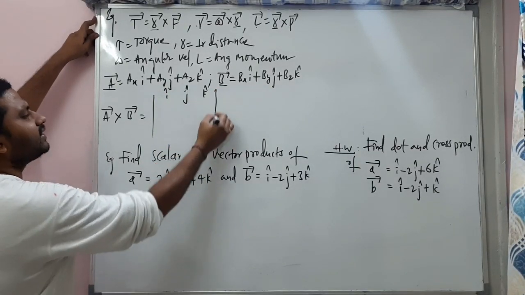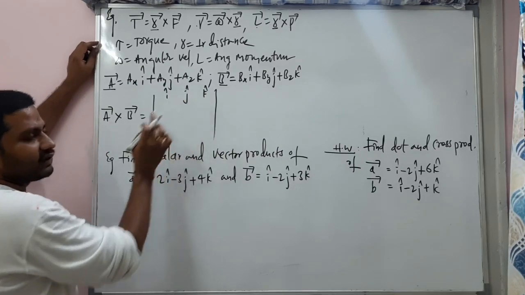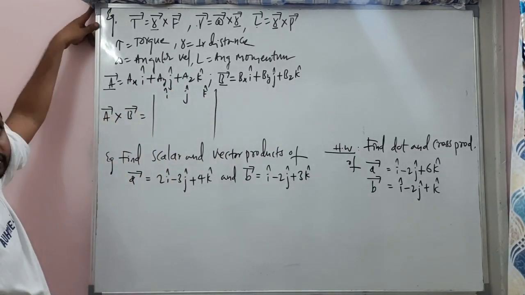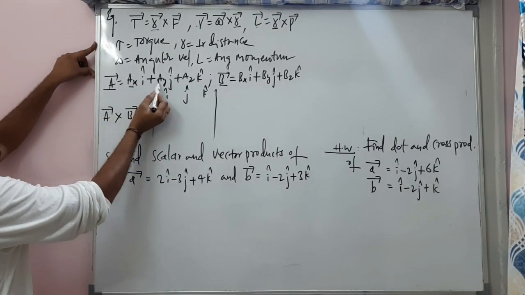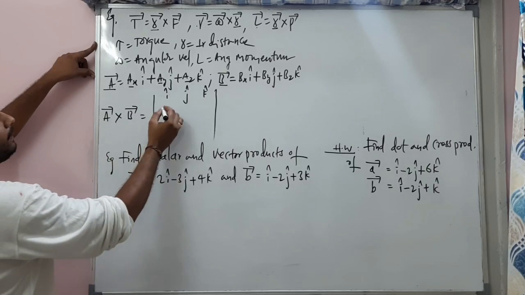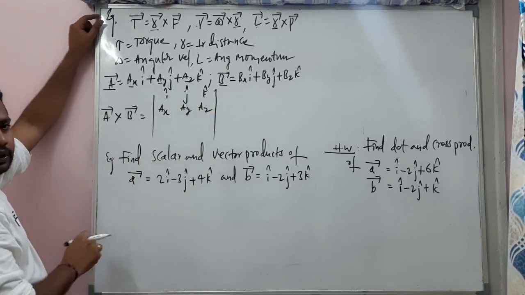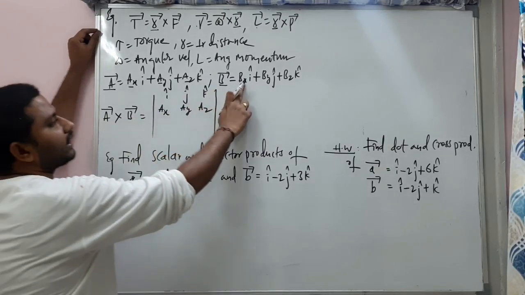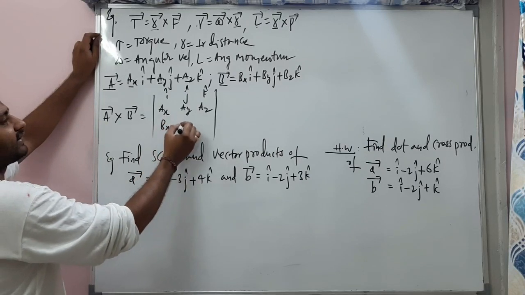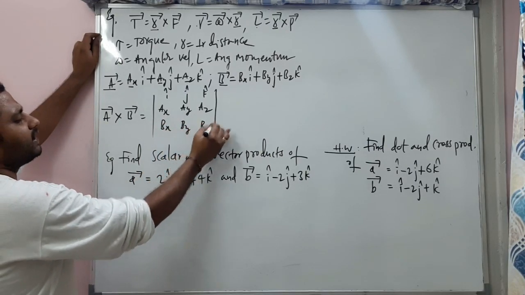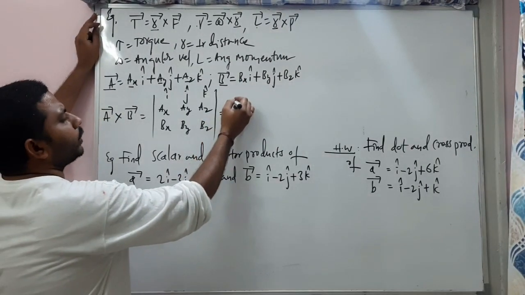So this is i cap coefficients we need to write here, j cap coefficients we need to write, and k cap coefficients also we need to write. So first the A bar vector we will write: A bar vector i cap, j cap, k cap coefficients. It's ax, ay, az. Next the B bar vector, with i cap, j cap and k cap coefficients. It's bx, by, and bz. Okay. So this is how we'll do that now.